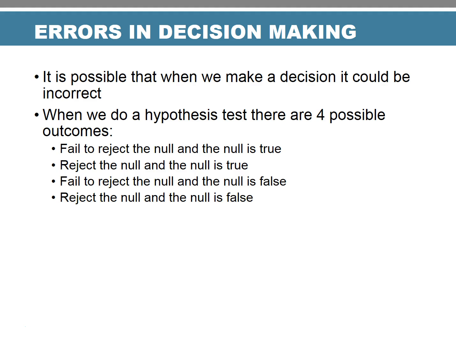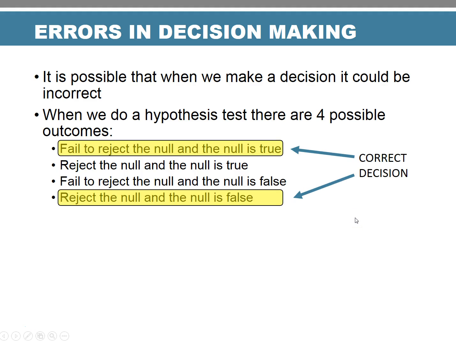This might seem a little overwhelming at first, but if you just stop and think about what we're doing when we make a statistical conclusion, we're either failing to reject the null or rejecting the null. And then with each of those, there's the possibility that the null was true or that the null was false. However, only 2 of these are actually the correct decision. If we fail to reject the null and the null is true, that's correct. And if we reject the null and the null is false, that is also correct. So the other 2 situations, where we reject the null and the null is true, and where we fail to reject the null and the null is false, are both incorrect decisions or errors in our decision making.